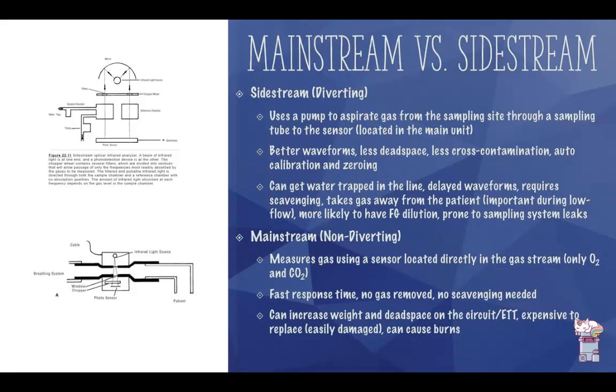This type of capnography can have some negative aspects as well. Water from the humidity of the breathing circuit can get trapped in the line. The waveforms displayed on the monitor can be delayed due to the time that it takes to sample the gas and bring it to the unit for assessment. This type of monitoring requires scavenging or for the gas to be returned to the breathing circuit itself. The removal of gas from the patient breathing circuit is important to consider during low-flow anesthetic techniques. You're more likely to have fresh gas dilution and prone to sampling system leaks in this type of monitoring.